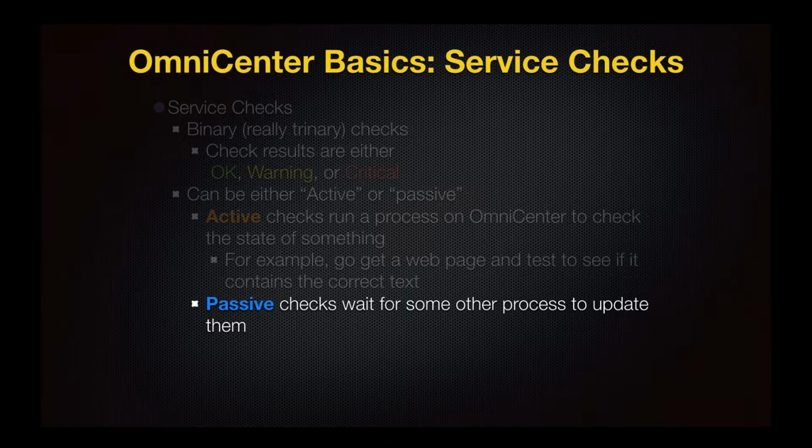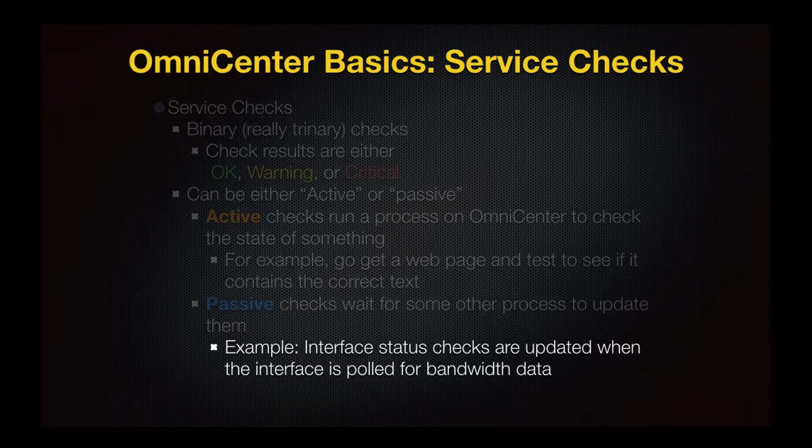This also works for things that are updated by other internal OmniCenter processes, like the status of interfaces, which will get updated when the interface gets tripped for bandwidth information. So like when we're pulling bandwidth data, if we find that an interface has gone down, we can update that check out of band and say, oh wait, this interface is down. We need to do something about this right away.